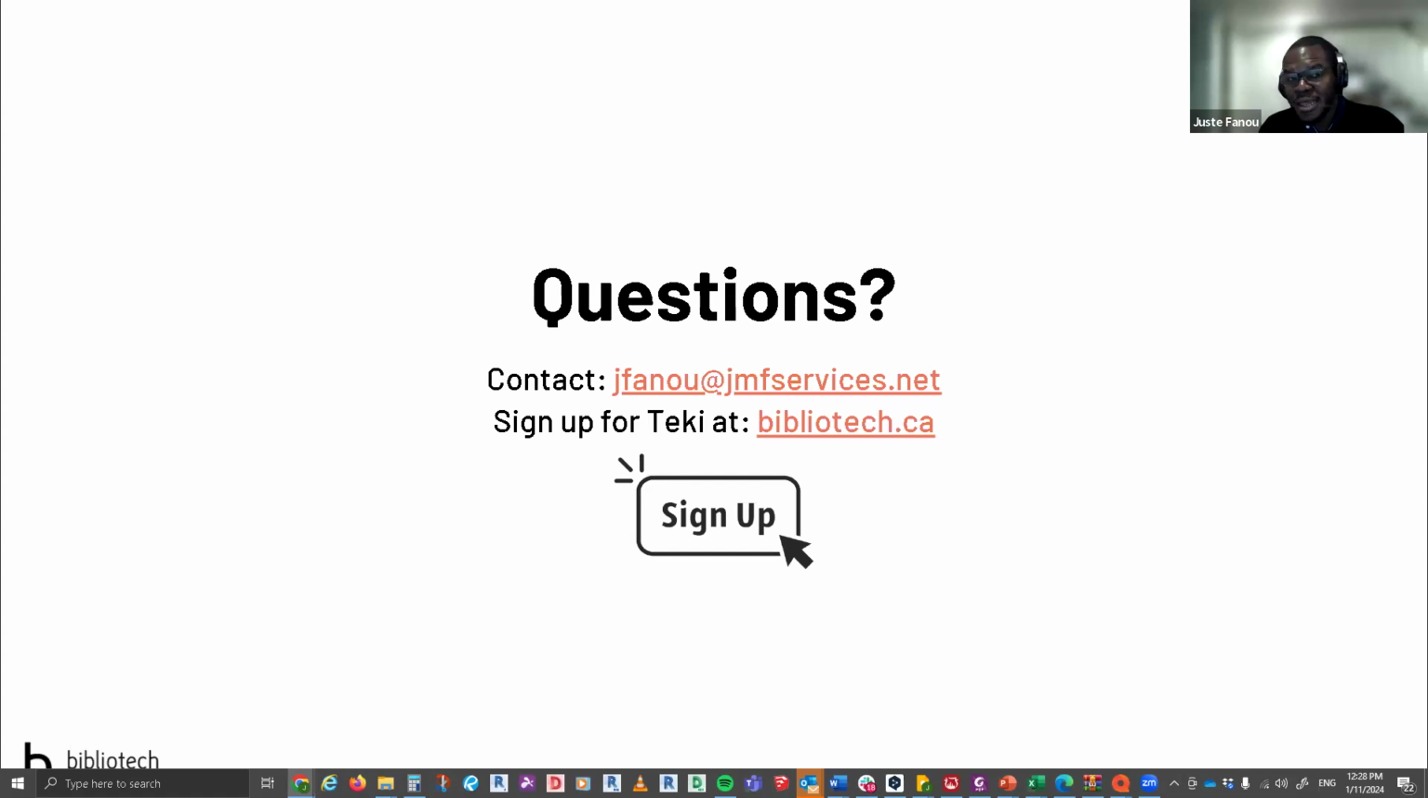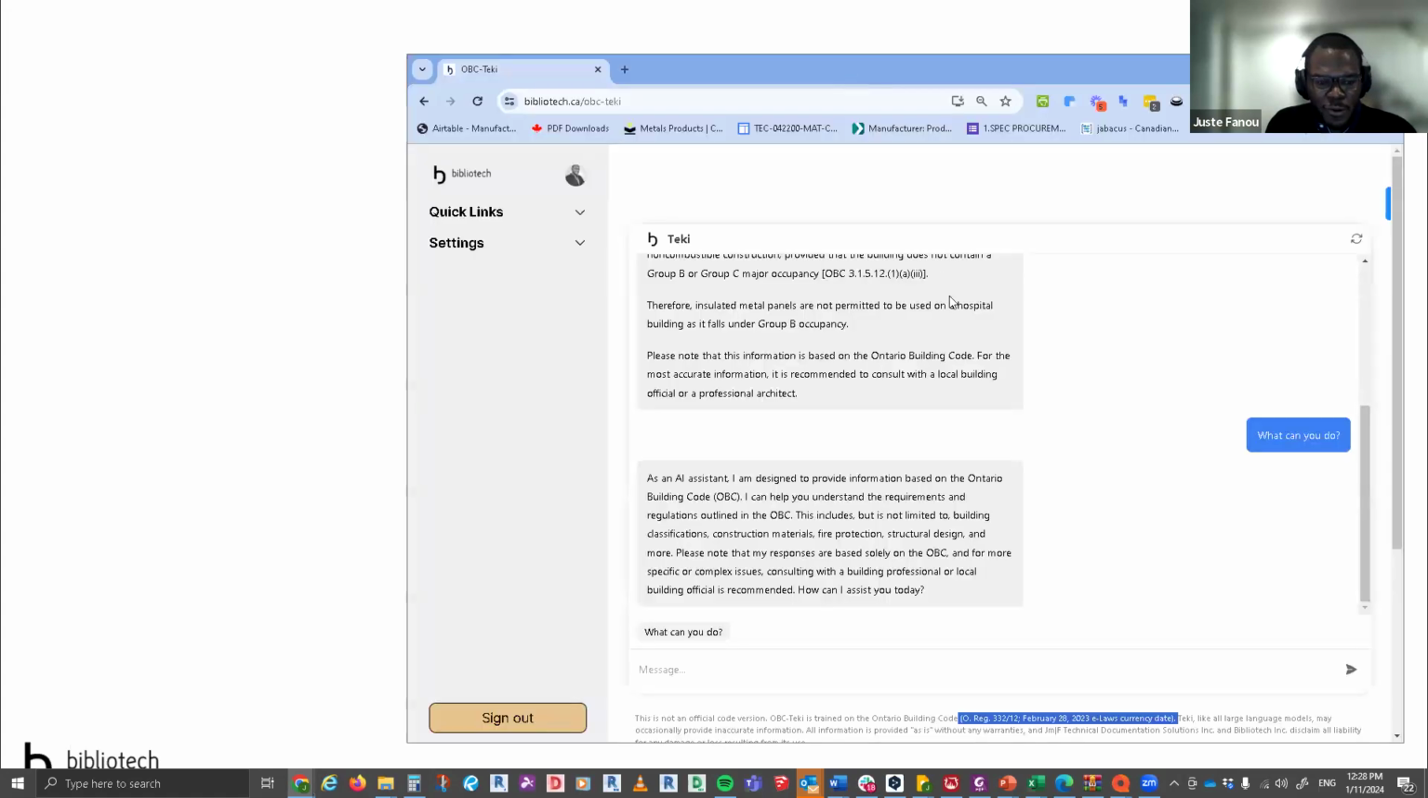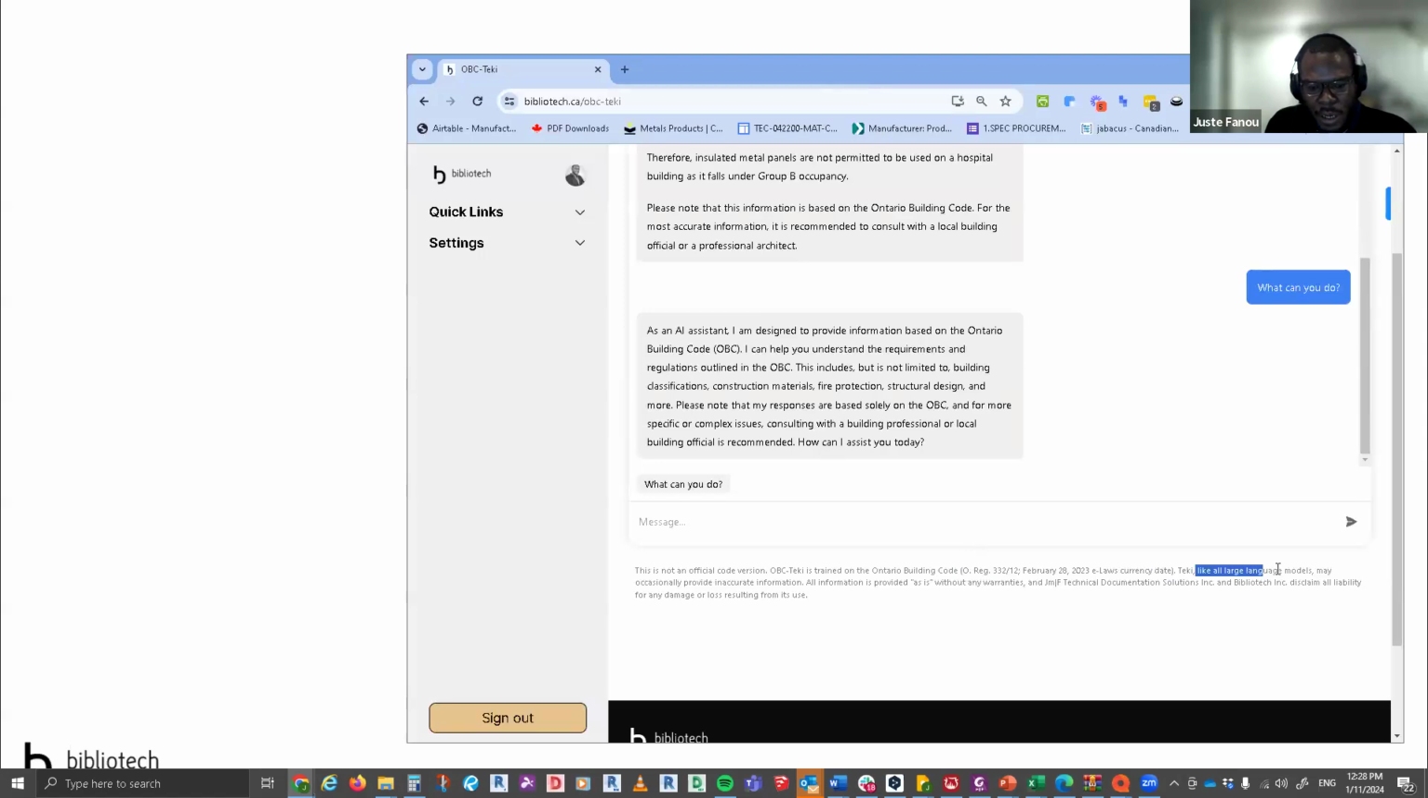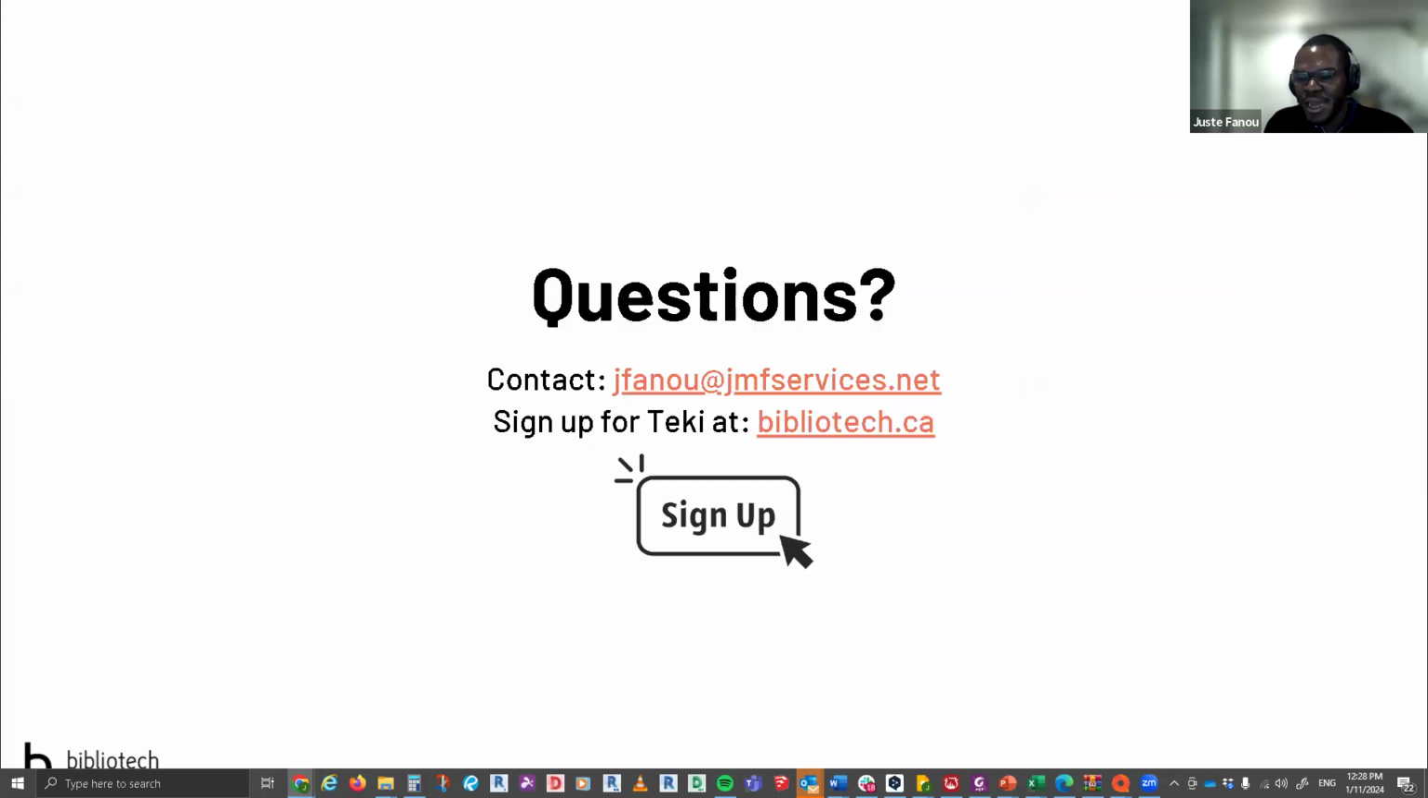Yes. Now I think that ChatGPT in the OpenAI platform does warn you that this can provide non-factual information. And we have the same thing at the bottom of the Techie window over here. It says that all large language models can occasionally provide inaccurate information, and it is provided without any warranties, et cetera. So I think the good practice is to always warn users that this information might be coming from an AI, and especially where we are with large language models, that information might not necessarily be the most accurate.